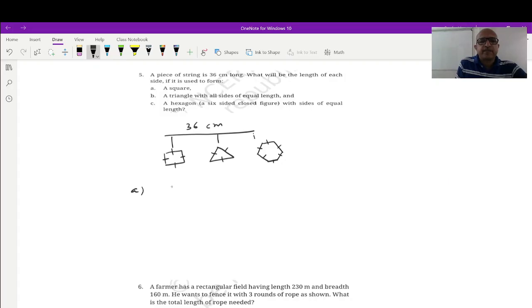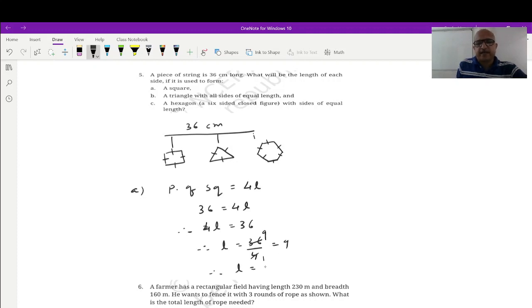So that means perimeter of square, we have this formula 4L. Perimeter will be 36 obviously. Now L is to the right hand side, so we'll transpose whole. 4L is equal to 36. So L is equal to 36 upon 4. So that is 9. That means the length of the square each side will be 9 centimeter.